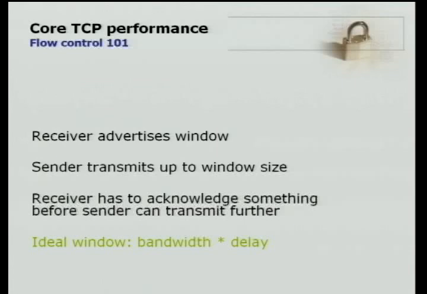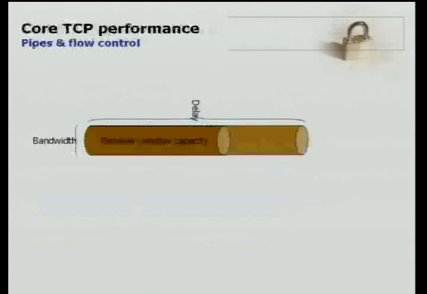Now, what window should the receiver advertise? The ideal window is the product of the bandwidth and the delay. What does that mean? Well, you can model the path between a sender and a receiver as a pipe. The receive window capacity is essentially a particular volume cross-section of that pipe. So in this case, I've shown how much of this particular pipe would be used by the receive window that's being advertised by this receiver. The length of the pipe is the delay, and the cross-section of the pipe you can think of as the bandwidth, how many bytes you can send at a given instant.